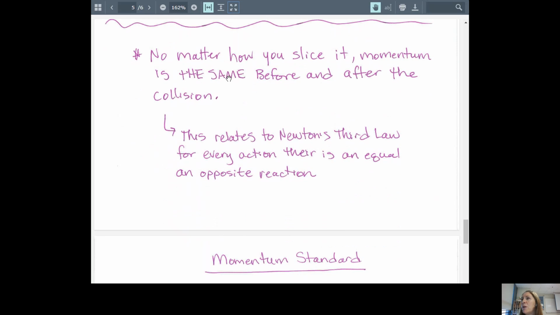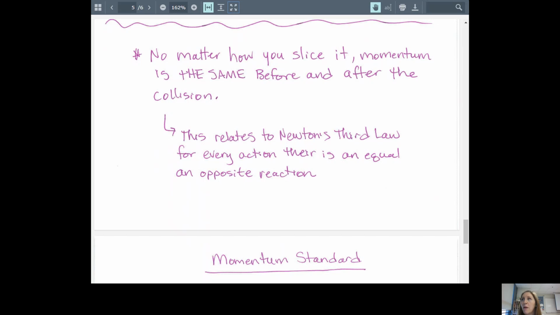And then just a reminder, no matter how you look at momentum and collisions, it is the same total before and after. No matter what you do, your numbers on the left side and the right side of your equation should be exactly the same. And this relates to Newton's third law, which is that every action has a reaction. So if you push something backwards, something else is going to go forwards, is an example of that.